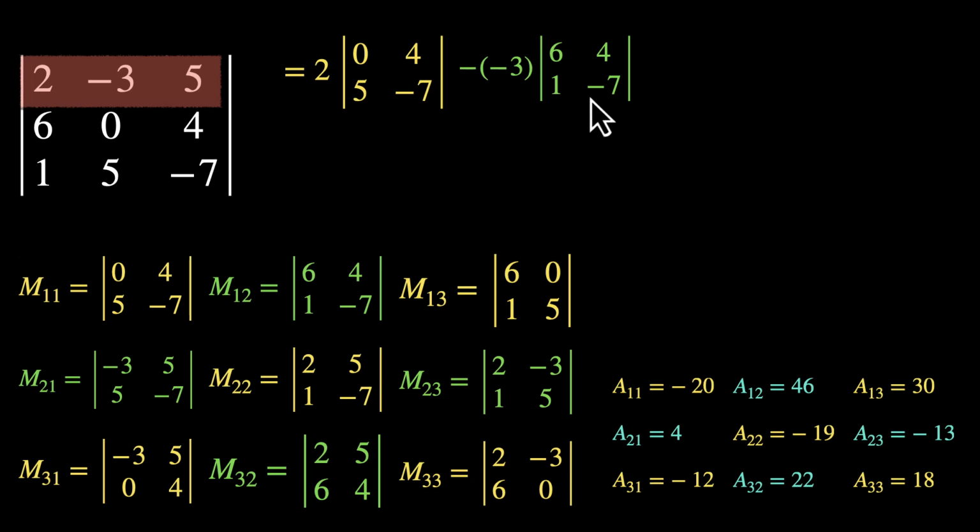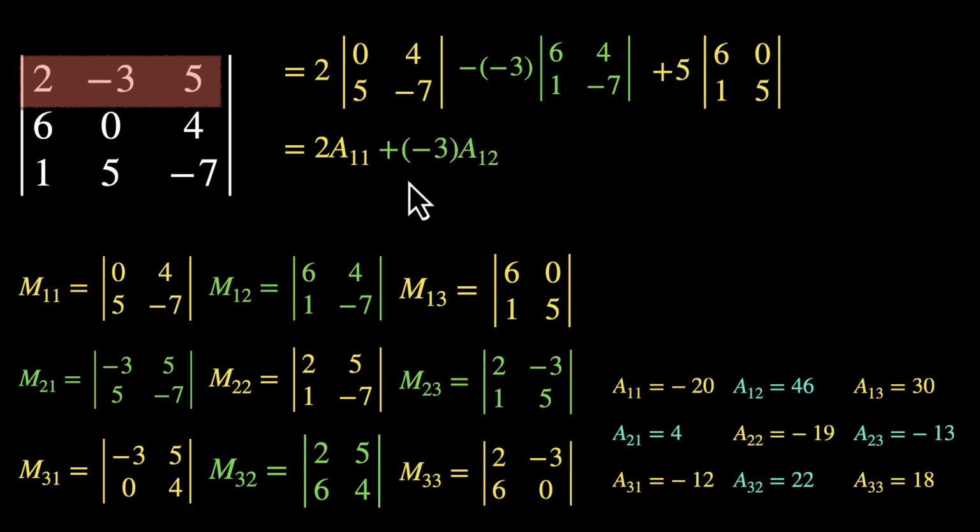So this is the minor, and if we take the minus sign into account, then together these two form the cofactor. Then we have 5 times 6, 0, 1, 5. That's the cofactor for this element. So we can rewrite this. We can say this is equal to 2 times A11 plus minus 3 times A12 plus 5 times A13.